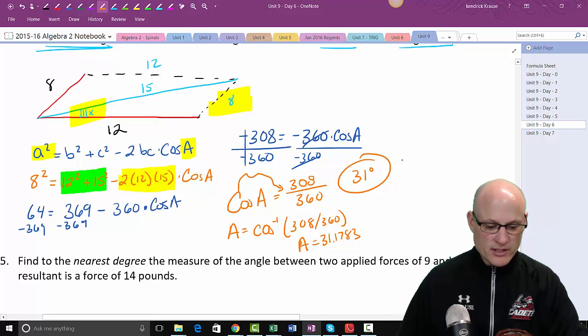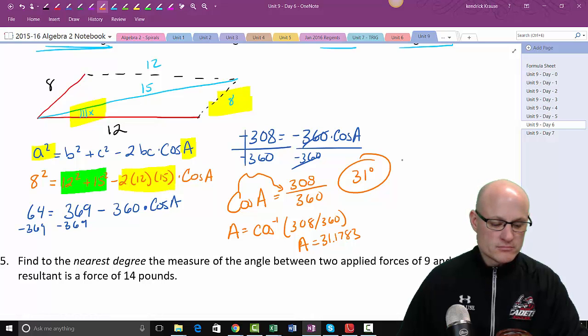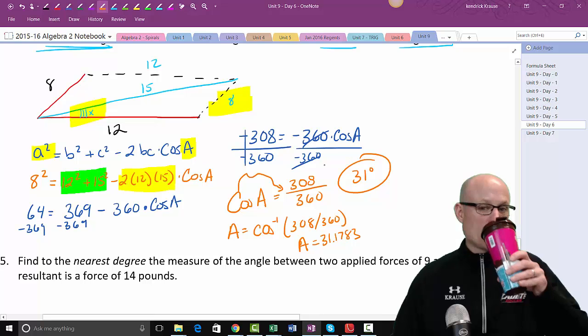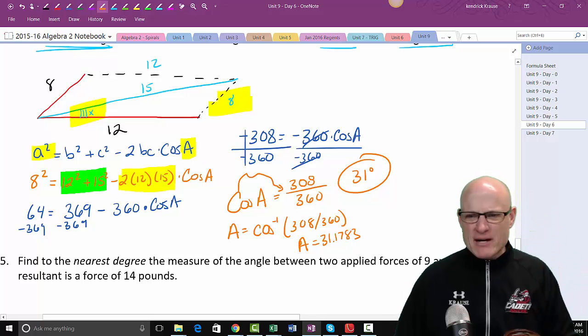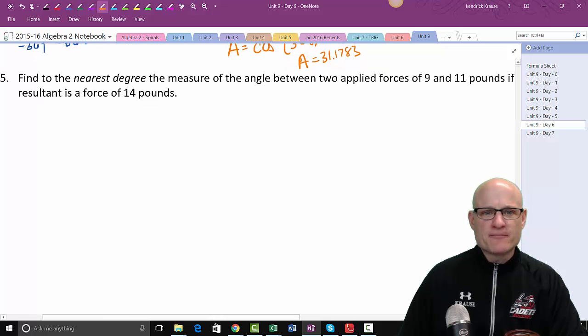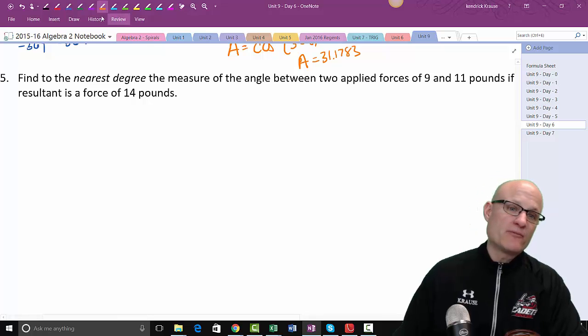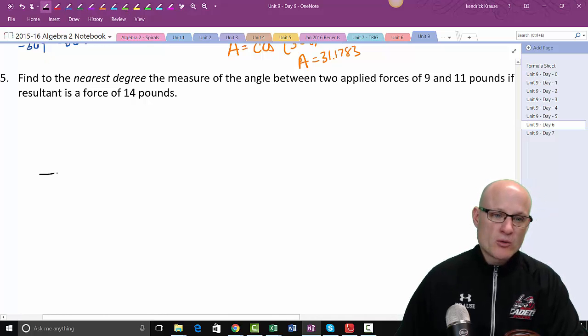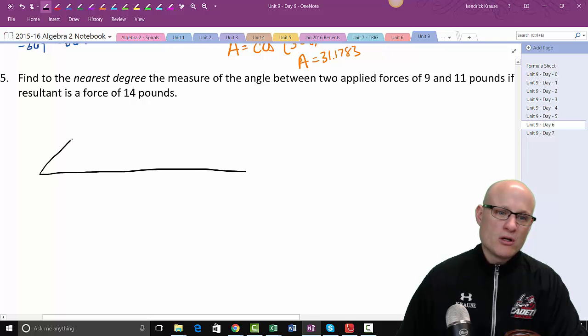Well, that's interesting. That's not what I got here. Oh, I'm right, and my notes are wrong. So there it is. All right. Find to the nearest degree the measure between two applied forces. Draw my picture. One long one and one shorter one. Grab a different color. Finish them in.